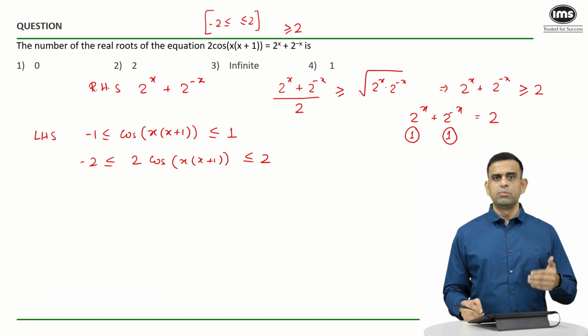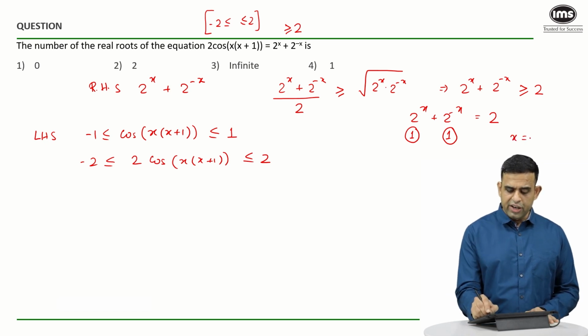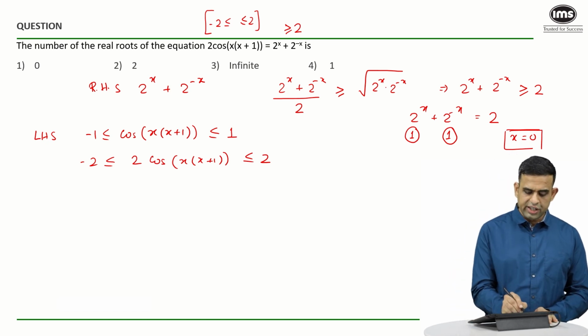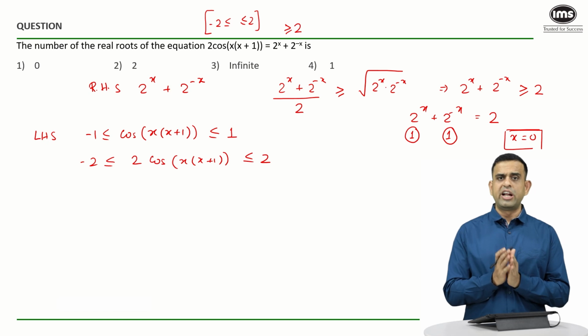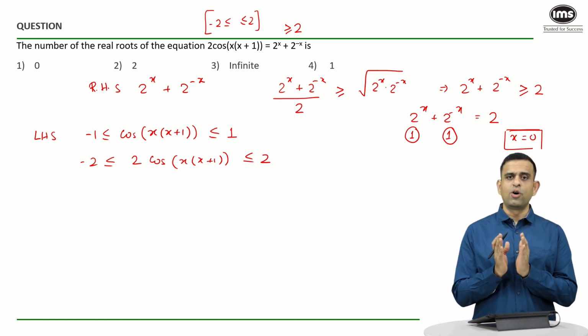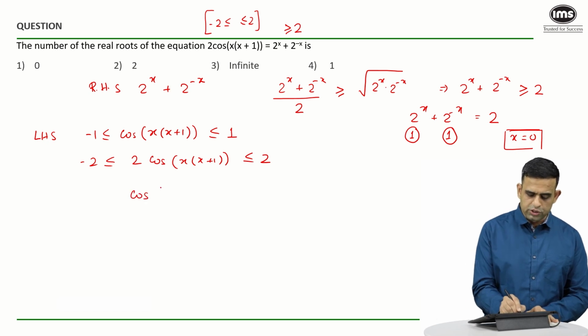And when do you think the number 2^x becomes equal to 1? For x equals 0. So can we say for x equals 0, my RHS will become equal to 2. So if I now look at the left hand side, I want the left hand side to also be equal to 2, and for the left hand side to be equal to 2, my cos term has to be equal to 1. So what I want now is the term cos of x(x+1) to become equal to 1.